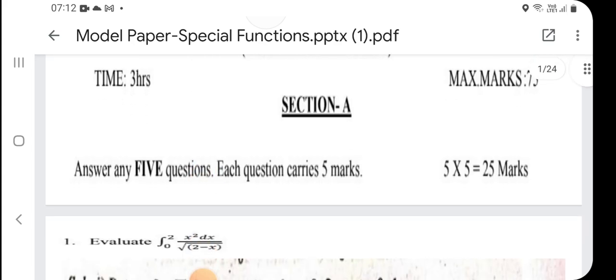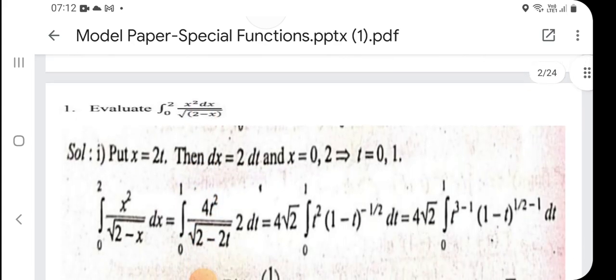Now the very first question is: evaluate the integral from 0 to 2 of x square dx by square root of 2 minus x. Quite obvious, it is clear that it is of the form integral a to b. So we are going to change the integral from 0 to 1.